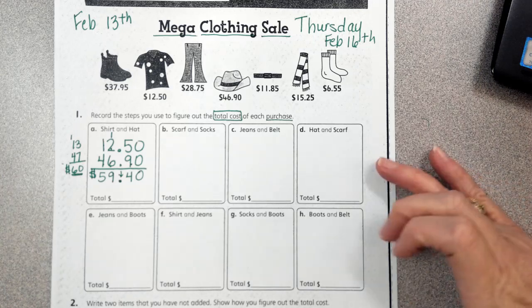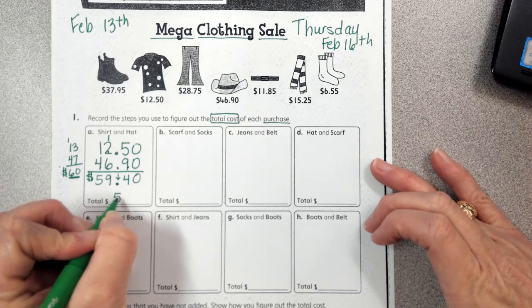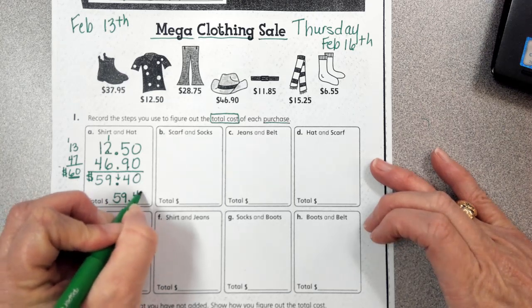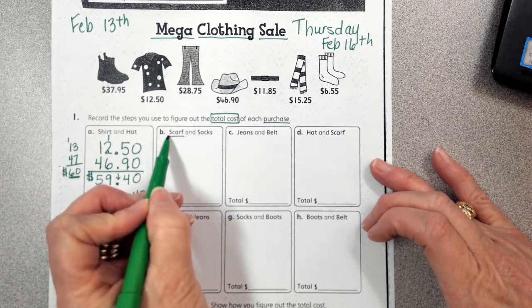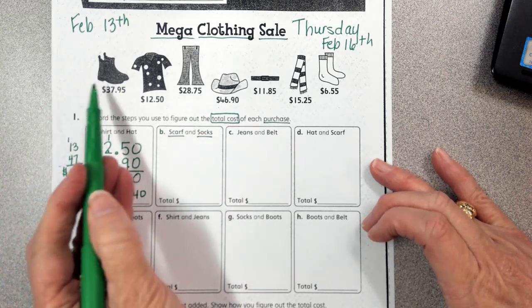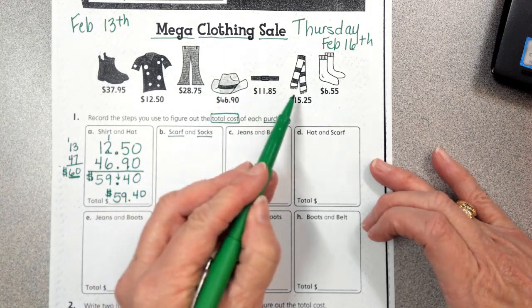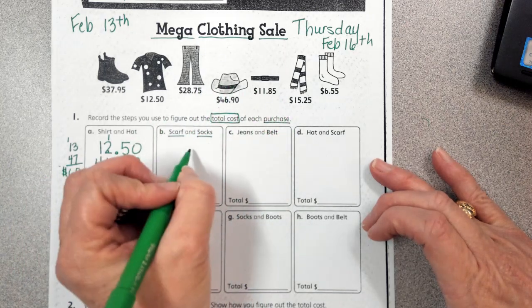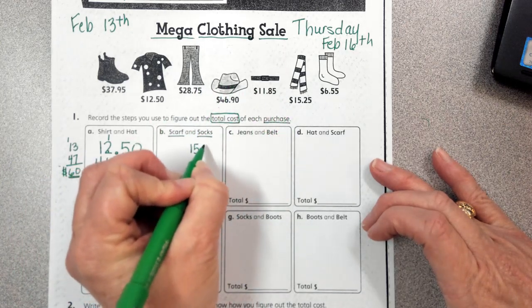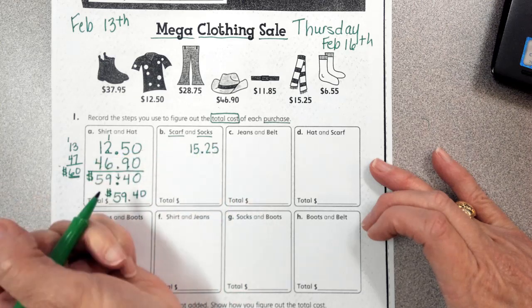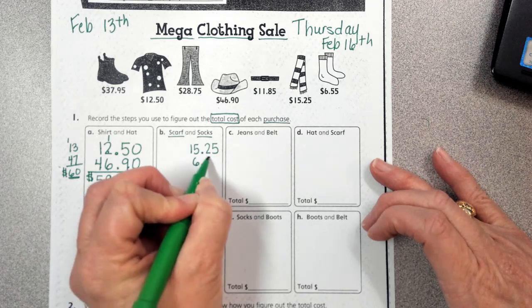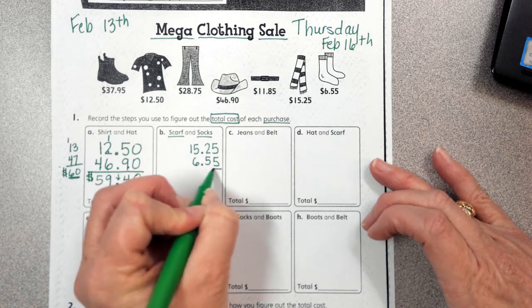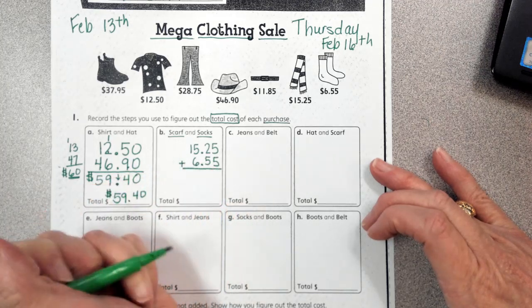When I look at letter B, I'm going to record this real quickly. Now we're buying a scarf and some socks. When I scan the information at the top, I see that my scarf is going to cost me $15.25. My socks are going to cost me $6.99. Again, I'm going to make a quick estimate.